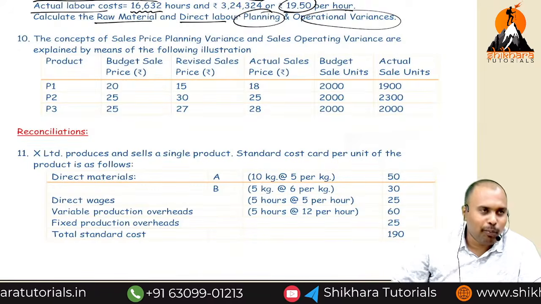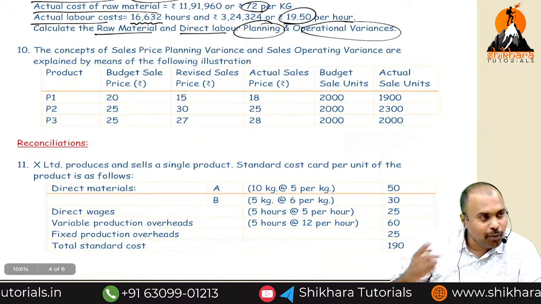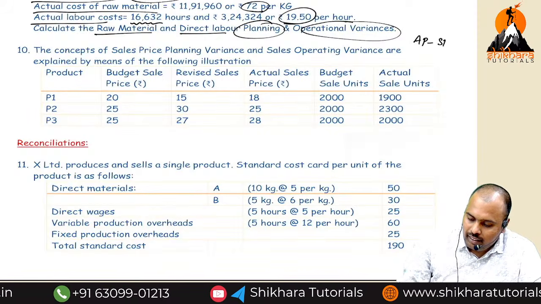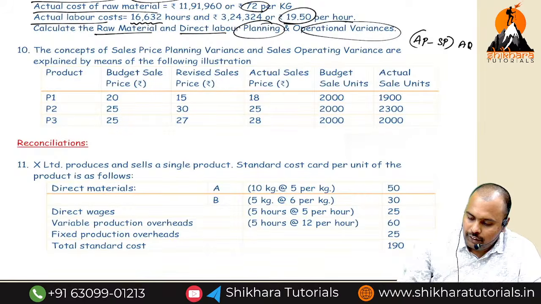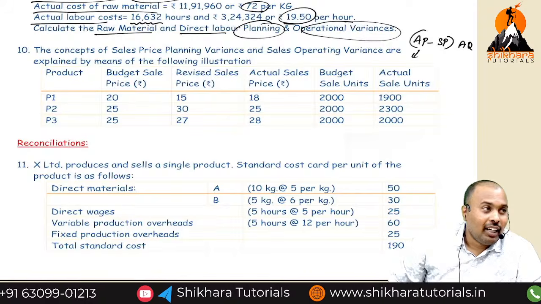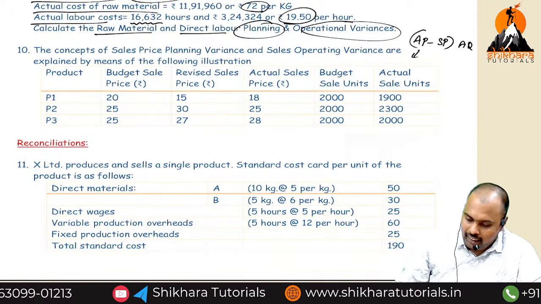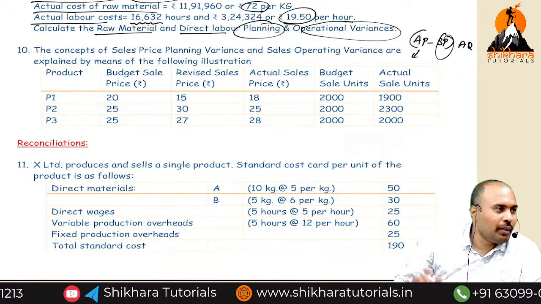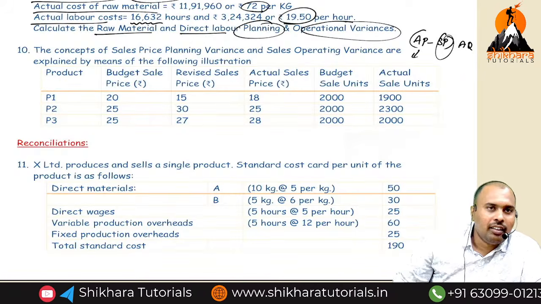What is the normal formula for sales price variance? Actual price minus standard price into actual quantity. In the place of actual only, I have to take the revised one. I didn't say planning minus every time. For sales, it is reverse, right? Actuals minus standards. Just in the place of actuals, I have to use revised standard.